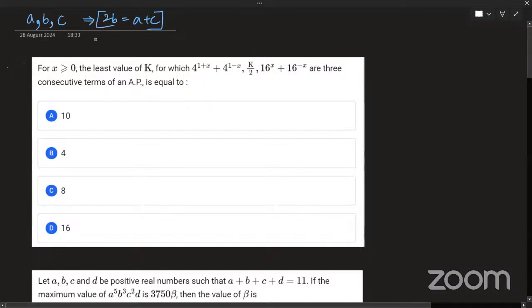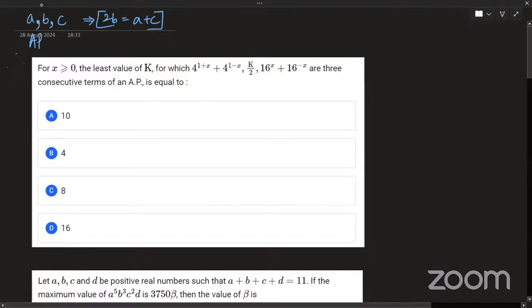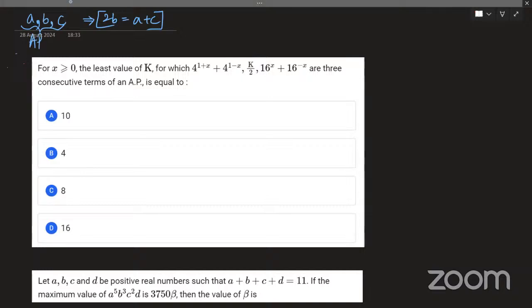Everyone? Yes, we can say that. If a, b and c are in AP, can I directly say that 2b is equal to a plus c?